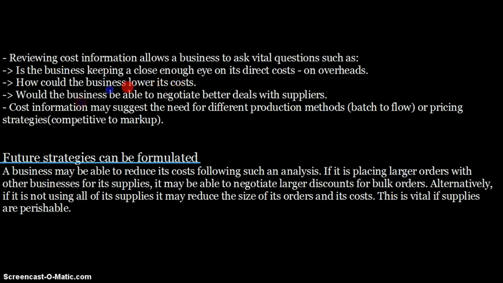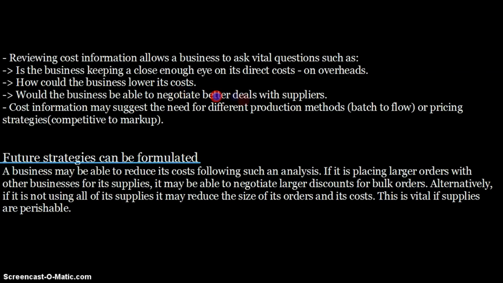Then, how could the business lower its costs? When we say lower its costs, it's not just about overheads, it's about all other costs as well: your direct, indirect, variable and fixed costs. Maybe you can shift to some other factory to have a lower fixed cost, or reduce your inventory levels, or change to different suppliers. There are all sorts of different methods that the business could use.